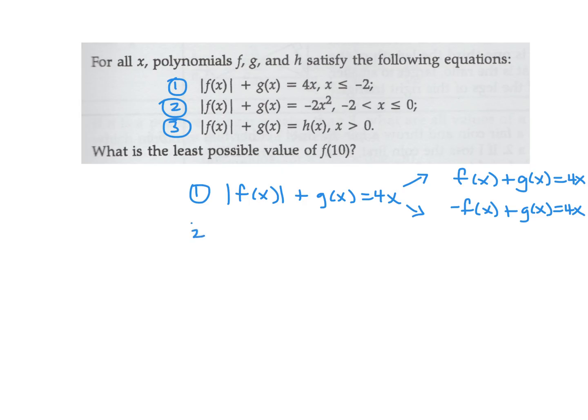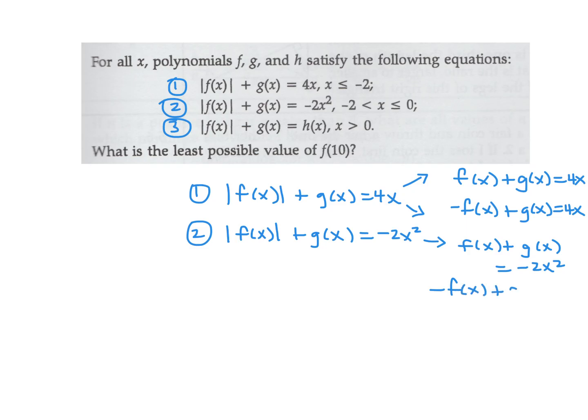And then similarly with equation number 2, if the absolute value of f at x plus g at x is equal to minus 2x squared, then again that means either f at x plus g at x is equal to minus 2x squared, or it means that minus f at x plus g at x is equal to minus 2x squared. Okay, so what do we do now?